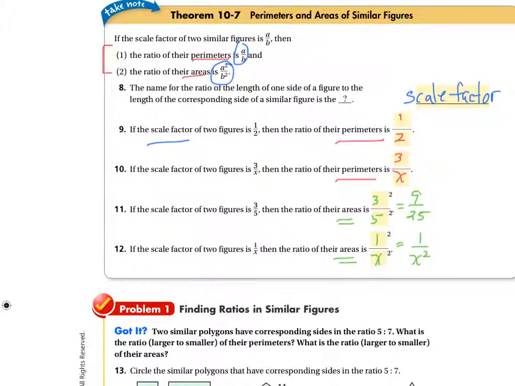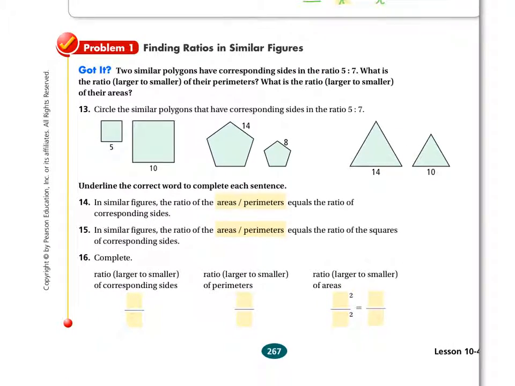So here we go. Problem 1. Two similar polygons, so they gave you some very important information. They told you the polygons are similar. So that means their corresponding angles are congruent, their corresponding sides are proportional. Have corresponding sides in the ratio of 5 to 7. What is the ratio larger to smaller? So what'd they just do?